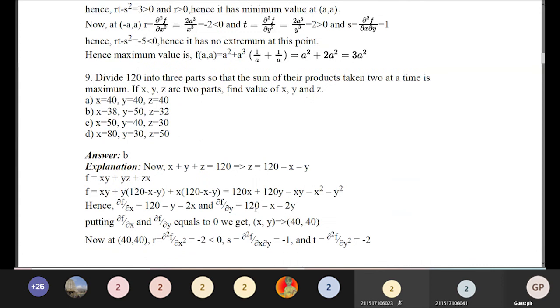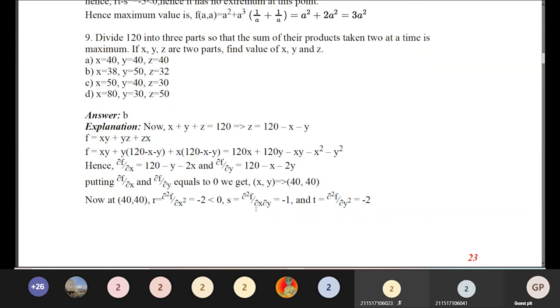This is a very interesting problem. Divide 120 into 3 parts so that the sum of their products taken 2 at a time is maximum. If x, y, z are the 3 parts, find the value of x, y, z. There are 4 options. So 120 is divided into 3 parts, that is x plus y plus z is equal to 120.